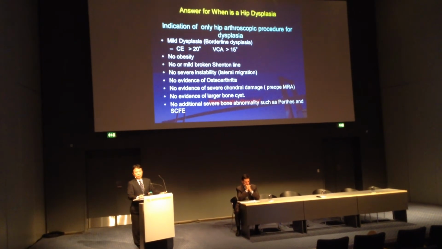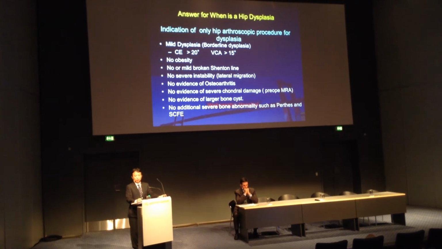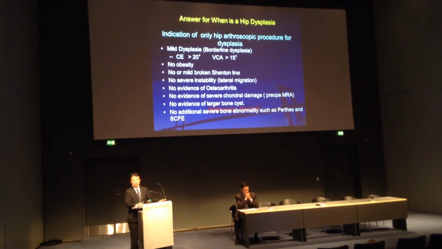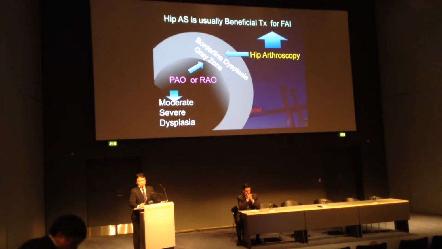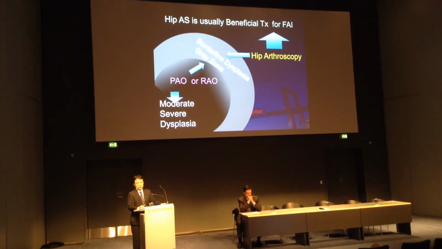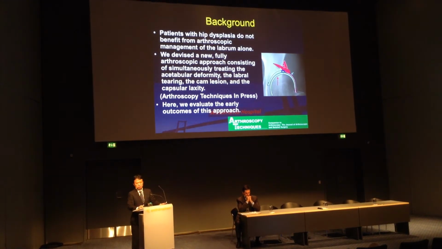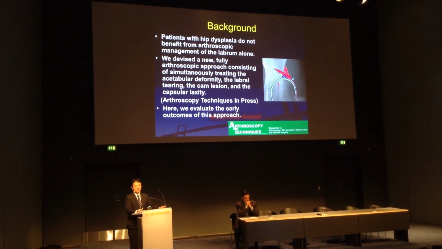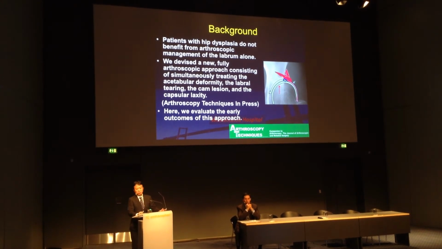So the indication for only hip arthroscopic procedure for the dysplasia is mild dysplasia, no obesity, no broken Shenton line, no severe instability, no osteoarthritis, no severe chondral damage, and no additional severe bone abnormalities. However, patients with borderline dysplasia really want a less invasive surgery, if the patient participates in athletic activities. So we devised a new surgical technique, a fully arthroscopic approach consisting of simultaneously treating the acetabular deformity, labral tears, cam lesion, and capsular laxity, which is going to be published as an arthroscopic technique.